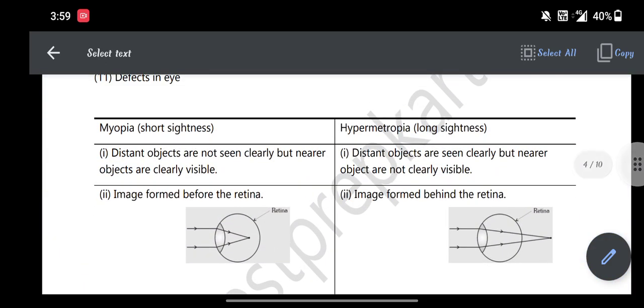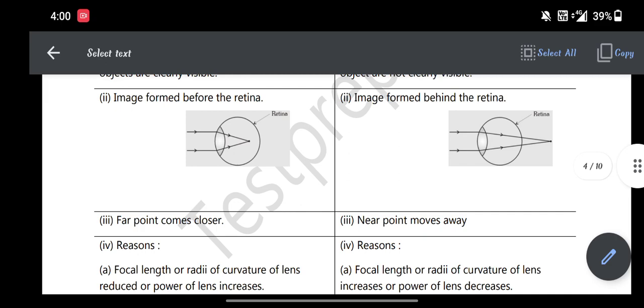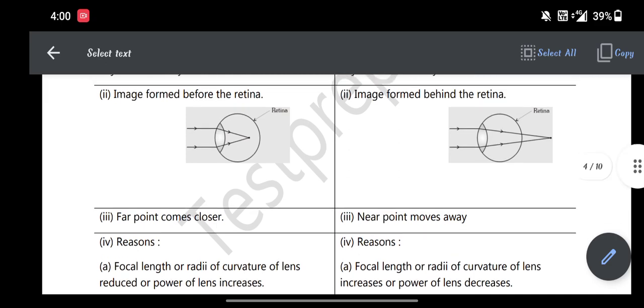Now hypermetropia, that is long sightedness. Distant objects are seen clearly, but nearer objects are not clearly visible. The image is formed behind the retina, by which they cannot see the nearer object. Now the near point moves away.